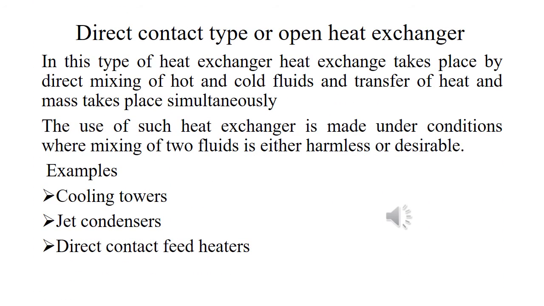So let's see what a direct contact type heat exchanger is. In this type of heat exchanger, heat exchange takes place by direct mixing of hot and cold fluids, and transfer of heat and mass takes place simultaneously. The use of such a heat exchanger is made under conditions where mixing of two fluids is either harmless or desirable. For example, cooling towers, jet condensers and direct contact feed heaters are examples of direct contact or open type heat exchangers.